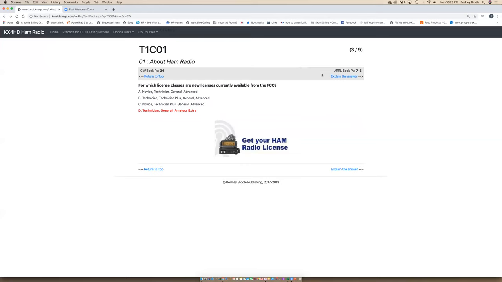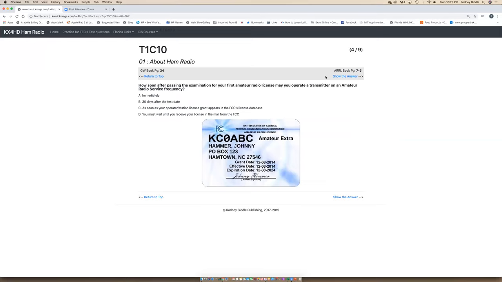Okay, next question is T1C10 on page 34. How soon after passing the examination for your first amateur radio license may you, I'm sorry, may you operate a transmitter on an amateur radio service frequency? So how soon after passing the test can you start to transmit? Our answers are immediately, 30 days after the test date, as soon as your operator station license grant appears in the FCC's license database, or you must wait until you receive your license in the mail from the FCC.